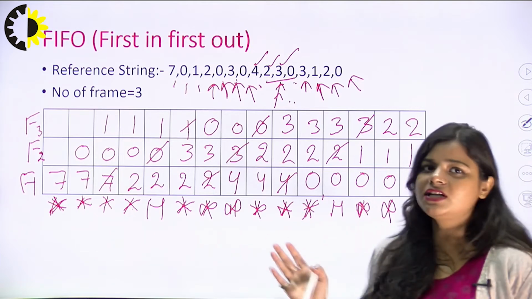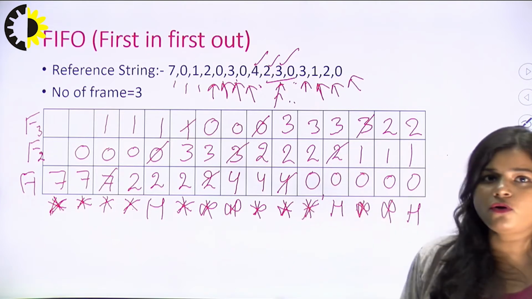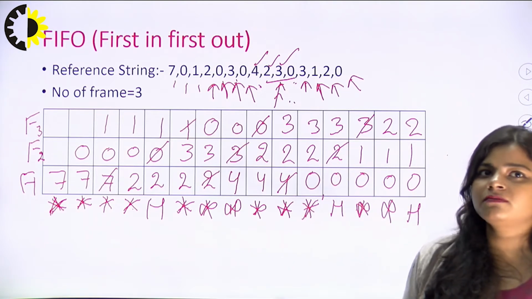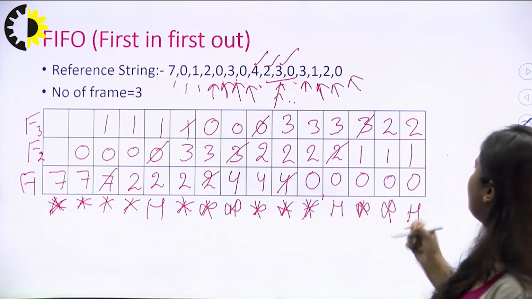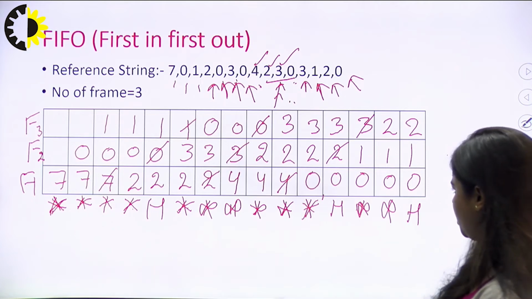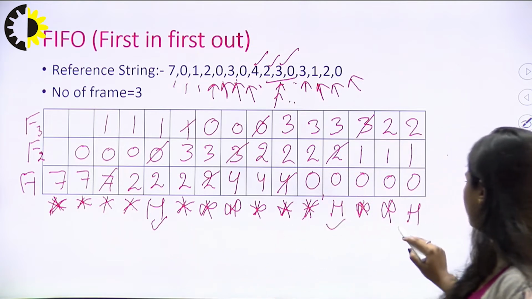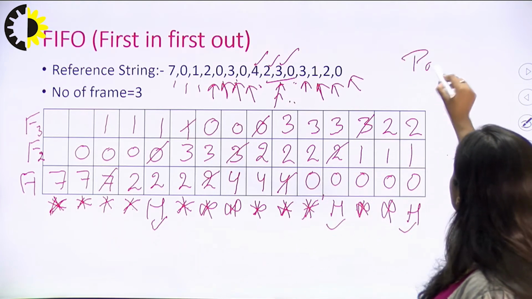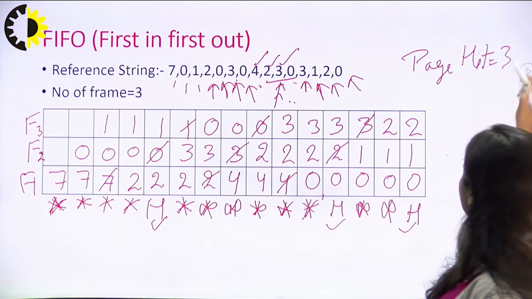Okay, so we have seen how we resolve these strings with the help of FIFO. Now we have to find out some values. First, we have to find the number of page hits. You can see the number of page hits are 1, 2 and 3. So page hit is equal to 3.